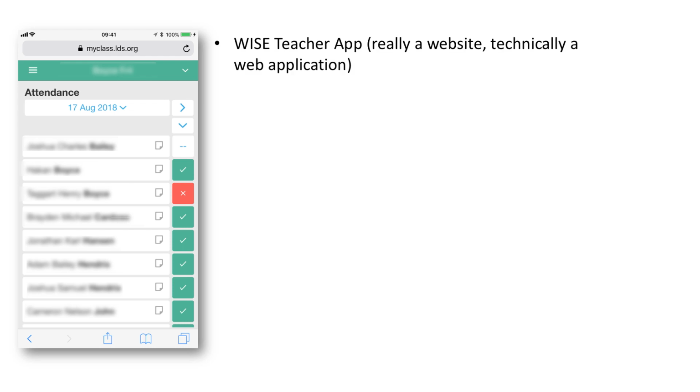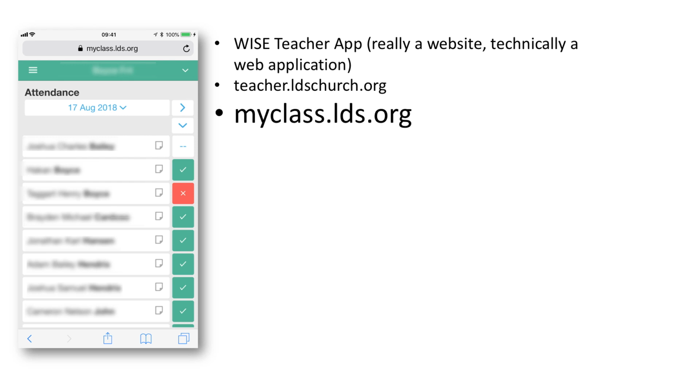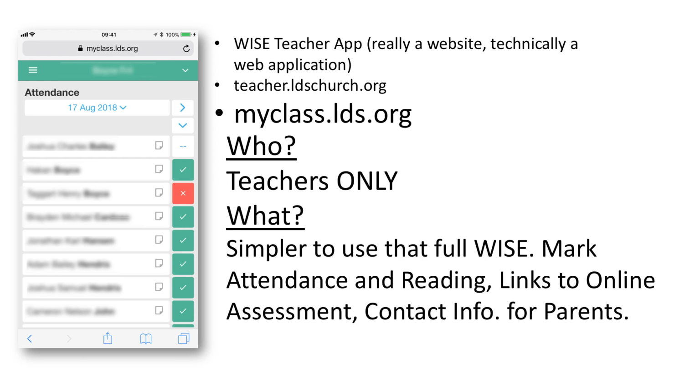So first, it used to be called the Wise Teacher app. It's really a website, not an app. It's a web application, that's why it has that name. You used to find it at teacher.ldschurch.org. You can still find it there, but now it's called myclass.lds.org. Who is this for? This is for the teachers only. And what does it do here?